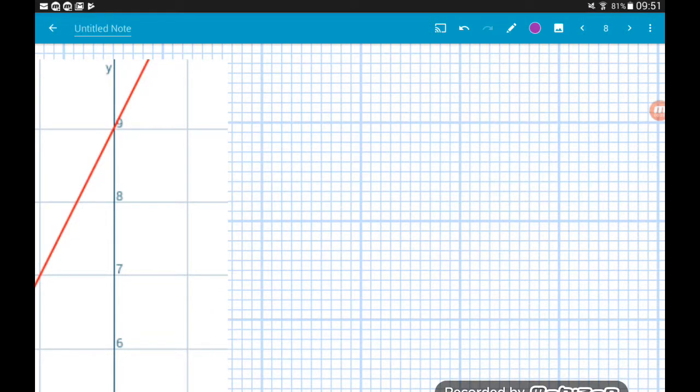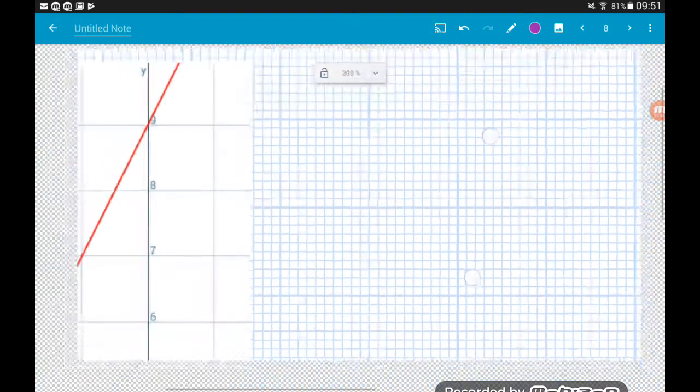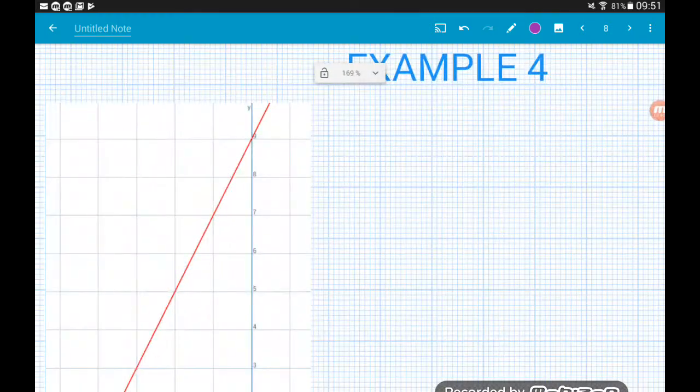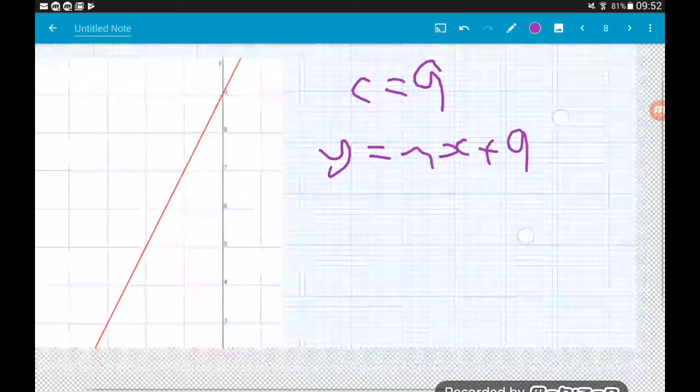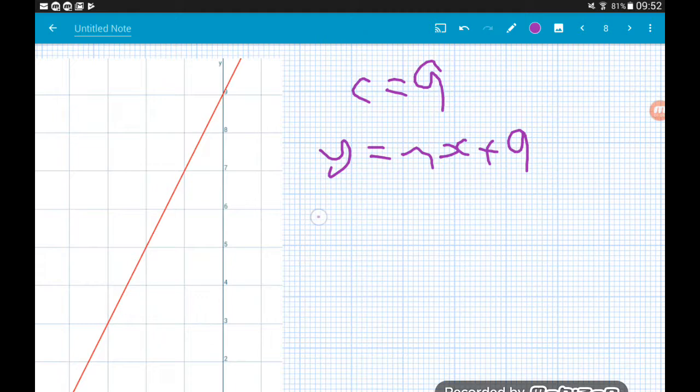So we can see here that the line crosses the y-axis at 9. So that tells us then that the value of c is already equal to 9. So we can write down y equals mx plus 9. Remember, that's because c is the y-intercept. Now we can also use the y-intercept coordinates, in this case, as one of our pairs of coordinates that we can use to find the gradient.